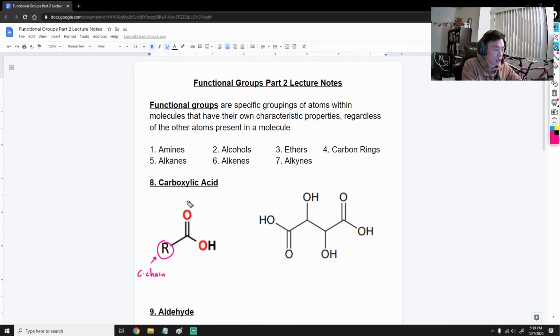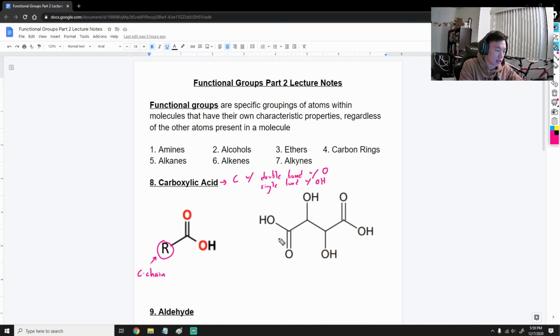So basically a carboxylic acid is going to be a carbon, and it has a double bond with O, and it also has a single bond with OH. Okay, so it has to have both of these things. It has to have a double bond with O, and it has to have a single bond with OH. So in this structure, we're going to identify what are the carboxylic acids.